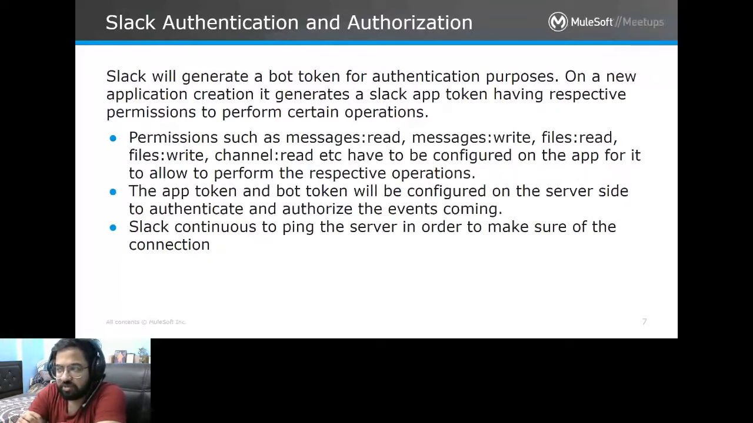So the app token and bot token will be configured on the server side to authenticate. As I said, these two tokens will be there on the server side so that the messages we'll be listening to are authenticated. First, the server sends a ping message to see if it is from a trusted source, and then it authenticates on the basis of the Slack token.